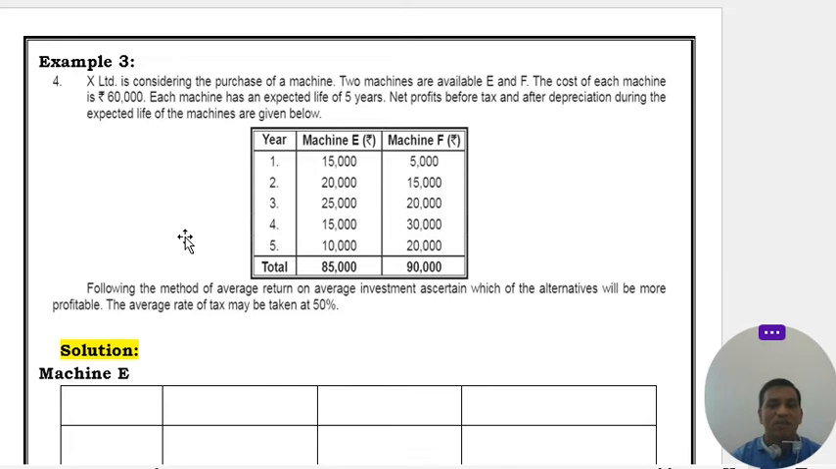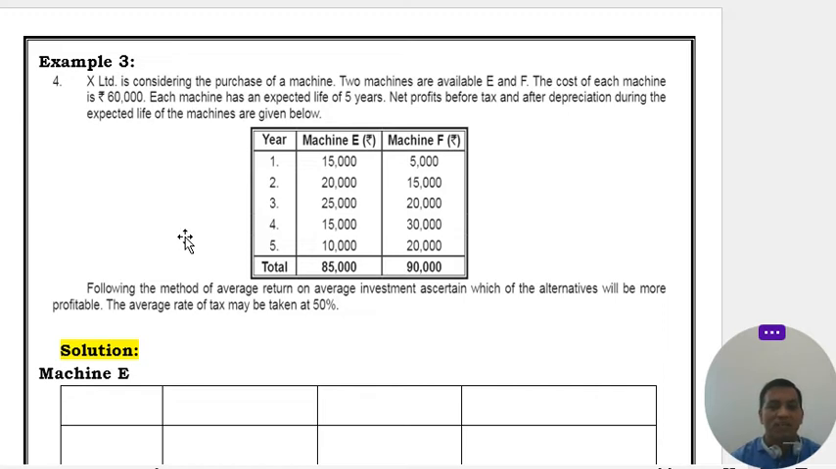And to calculate the ARR formula, what do we need? Numerator, average profit after taxes. Profit after taxes is not available, so we have to calculate profit after taxes by preparing a table. What is given in the question? Profit before tax and after depreciation. So depreciation is already subtracted, no need to do it again. Only subtract taxes to get the profit after taxes.